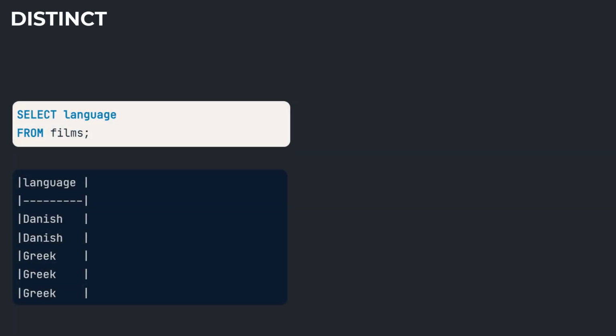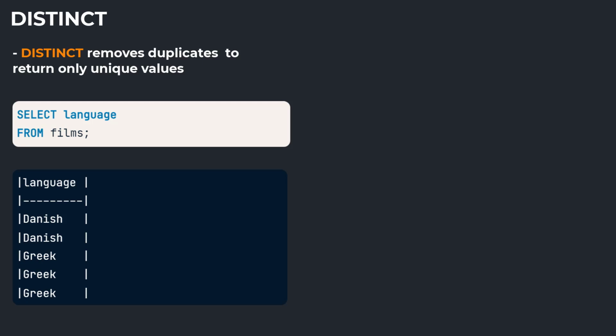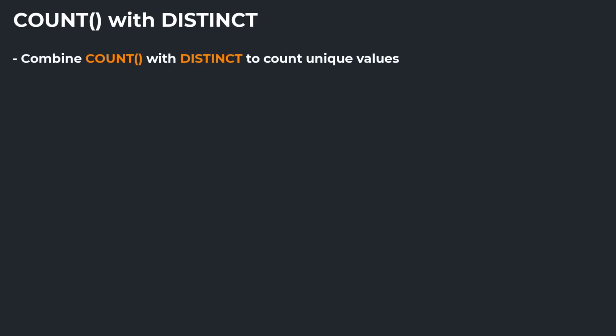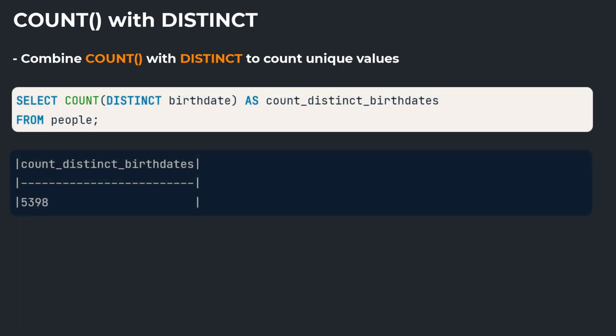Often, our results will include duplicates. We can use the distinct keyword to select all the unique values from a field. This might be useful if, for example, we're interested in knowing which languages are represented in the films table. Adding distinct to our query will remove all duplicates, as we can see here. Combining count with distinct is also common to count the number of unique values in a field. This query counts the number of distinct birth dates in the people table.